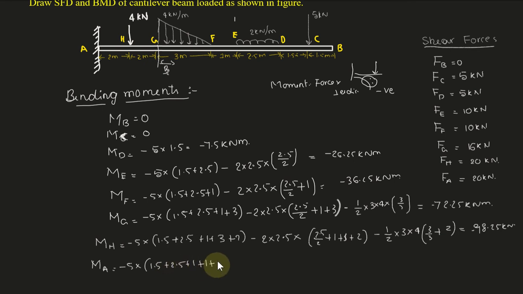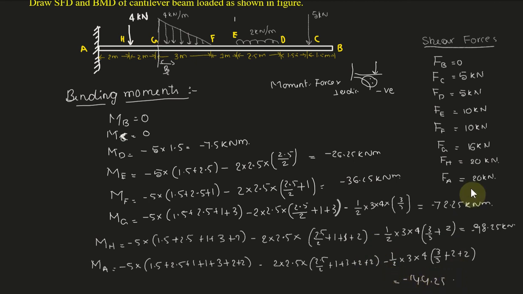plus 1 plus 1 plus 3 plus 2 plus 2 minus 2 into 2.5 into 2.5 by 2 plus distance of A, that is 1 plus 3 plus 2 plus 2 minus, this is the area of the UVL. Area first we need to find out, take half into base into height, that is the area representing the force of this UVL, multiplied by centroidal distance. Centroidal distance up to G is the length by 3 plus distance up to A, 2 plus 2. So ultimately we will get it as 140 minus 144.25.